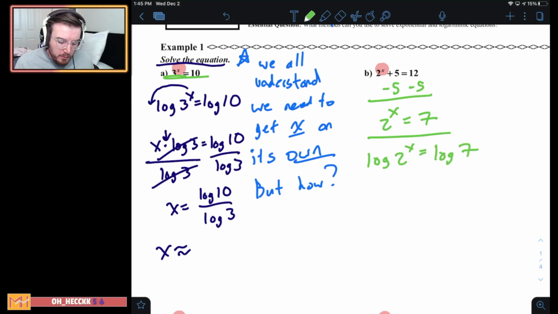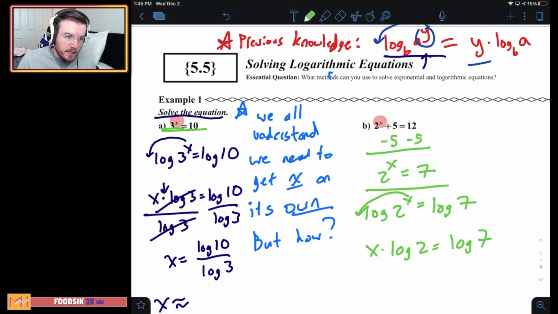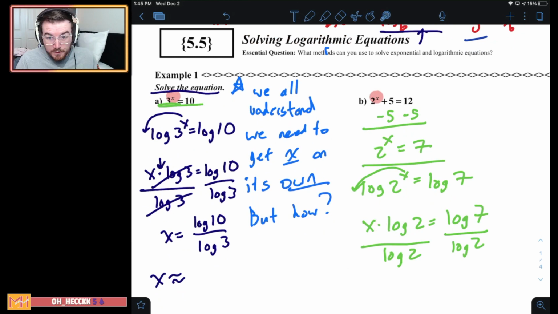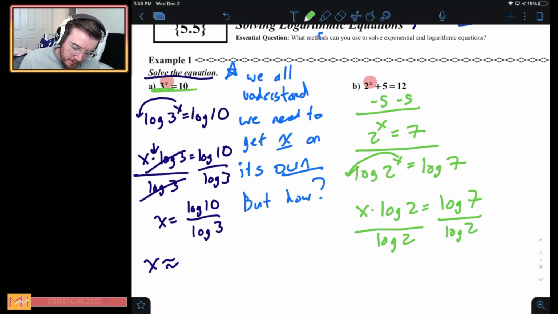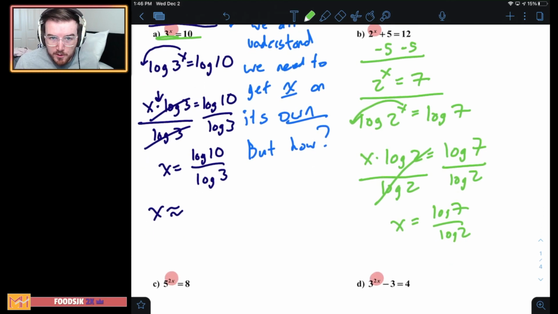Why am I doing that? Because once again, because of this property, it allows me to take this x and bring it down. So I have x times log of 2 equals log of 7. And then I can divide by log of 2 to each side, because this is x times log 2, so I divide by log of 2 to get rid of it. And I now have x equals log of 7 divided by log of 2. And again, you can just plop that straight into a calculator.